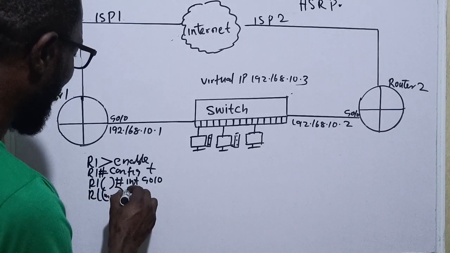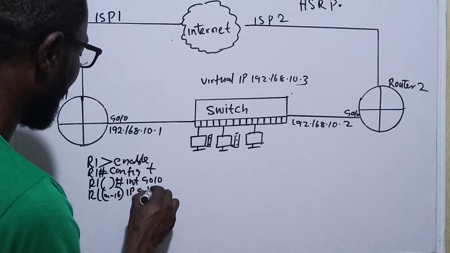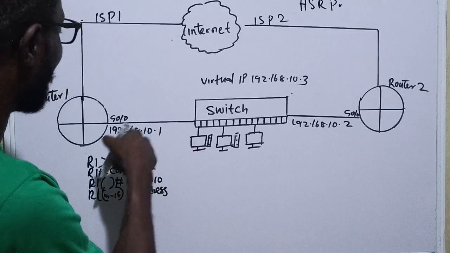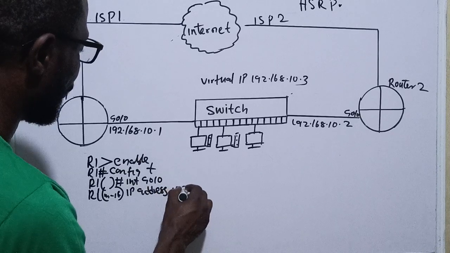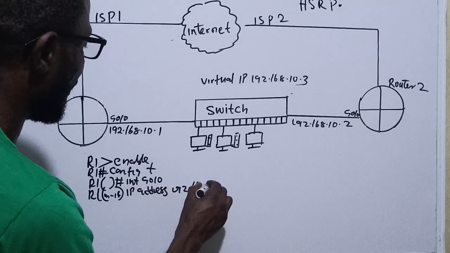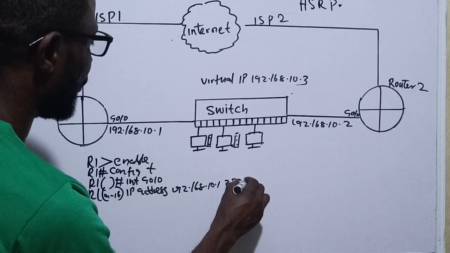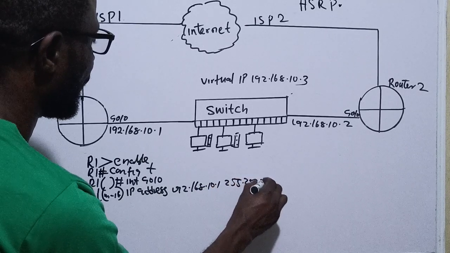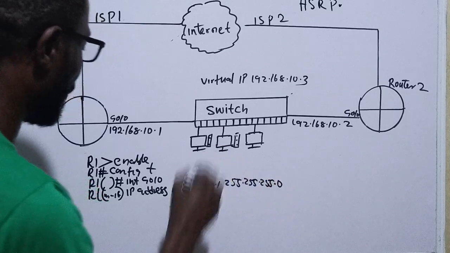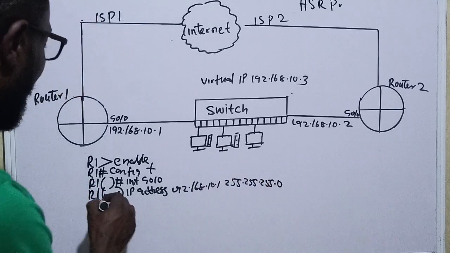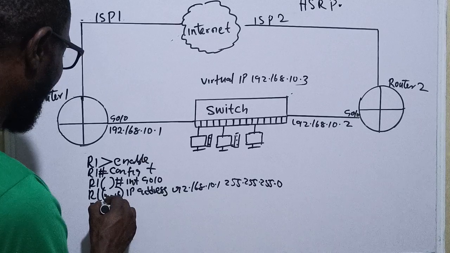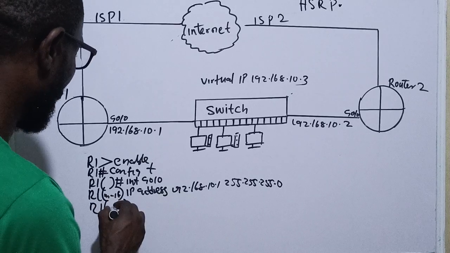Okay, so IP address, you assign this IP address now: 192.168.10.1 255.255.255.0. You hit enter. We are still in Router 1's interface configuration mode.